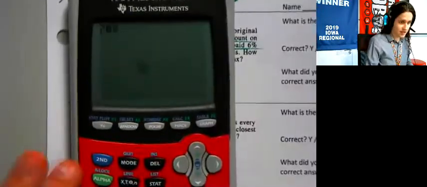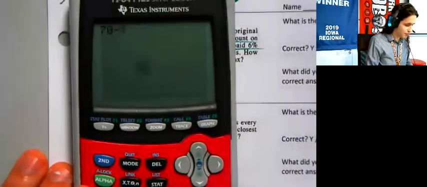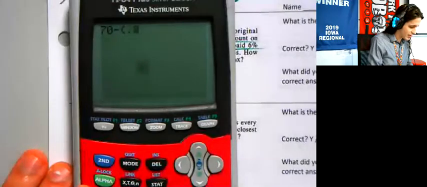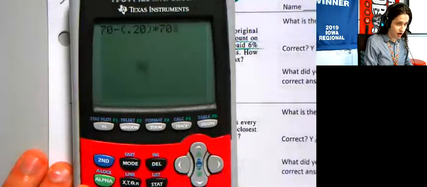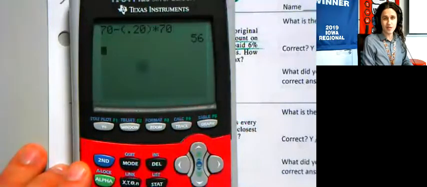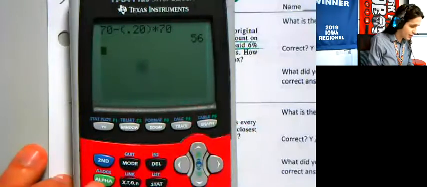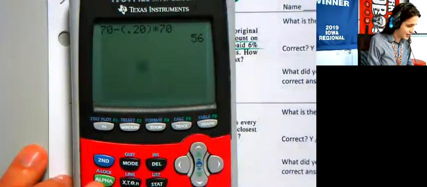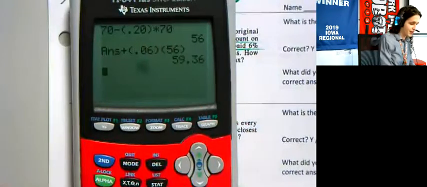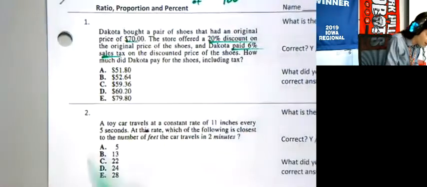What do you got? 70 bucks. But then you don't pay 20% of that 70 bucks. So I'm going to put 0.20 times 70. Think about what I've done there. I've taken off 20% of the price. So now I'm paying 56 bucks. Makes sense? But now I got to pay a little more than that. So I need to add 6% of that 56. 59.36. I'll show the work for that real quick.